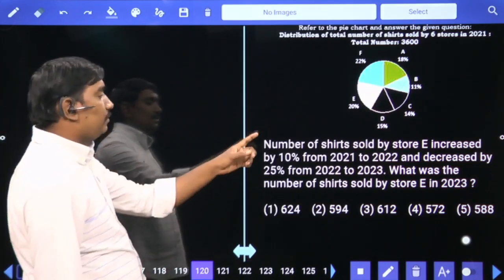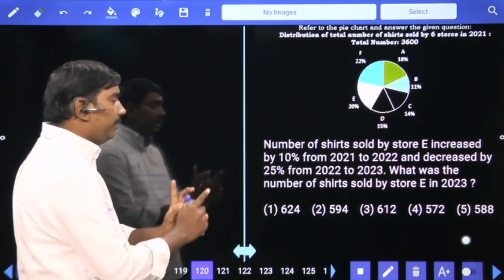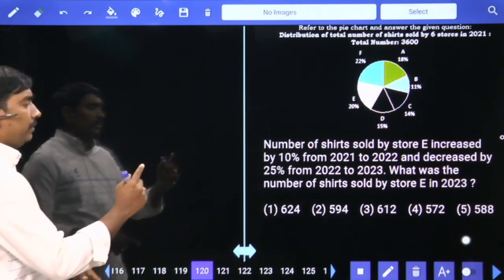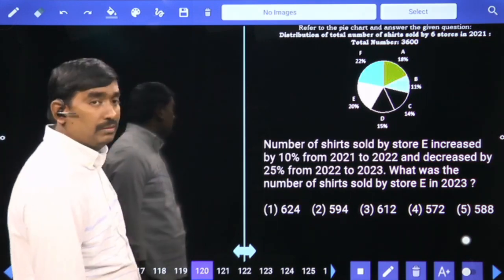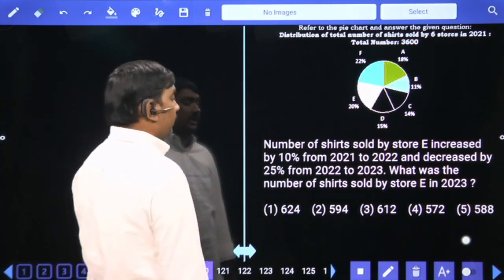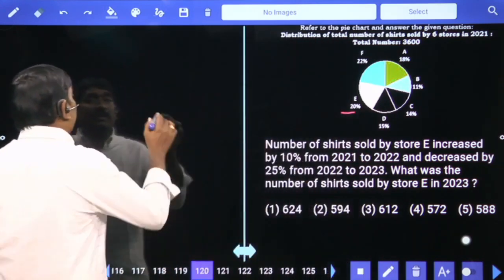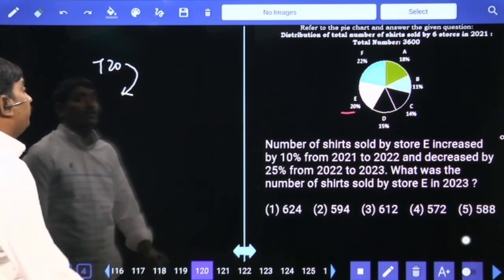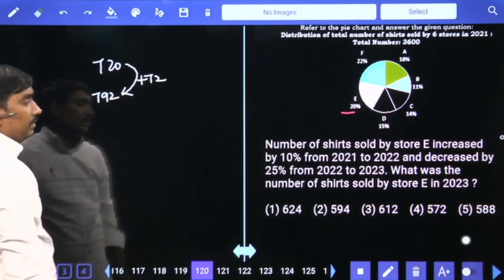Number of sets sold by store E increased by 10% from 21 to 22 and decreased by 25% from 22 to 23. What is the number of sets sold by store E in 2023? First of all, store E in 2021, 20% means 720. Increase by 10% plus 72 means 792.